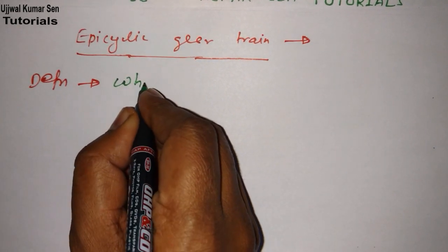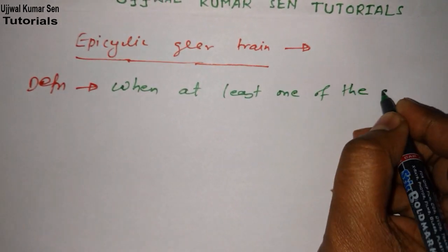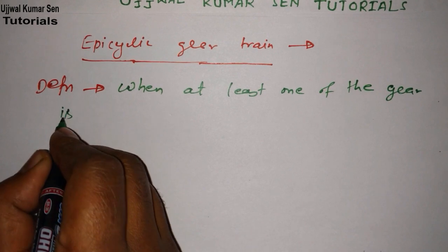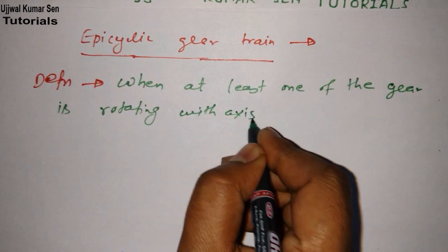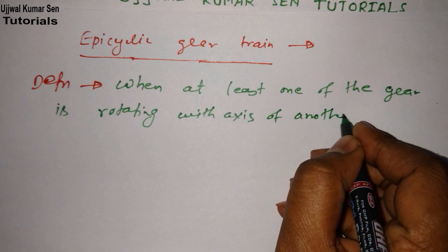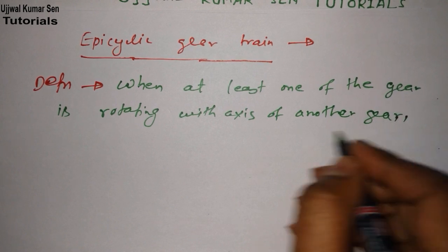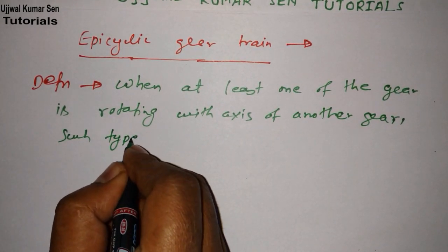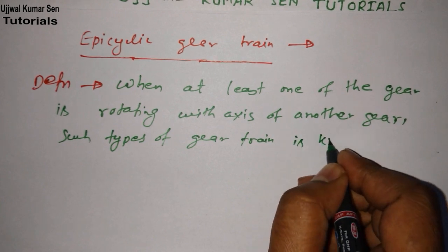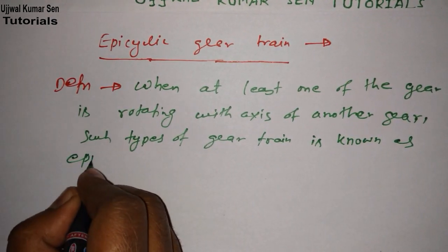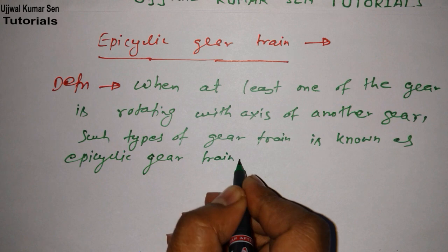So what it states is that when at least one of the gears is rotating with the axis of another gear, at least one of the gears is rotating with the axis of another gear, such types of gear train are known as epicyclic gear train.